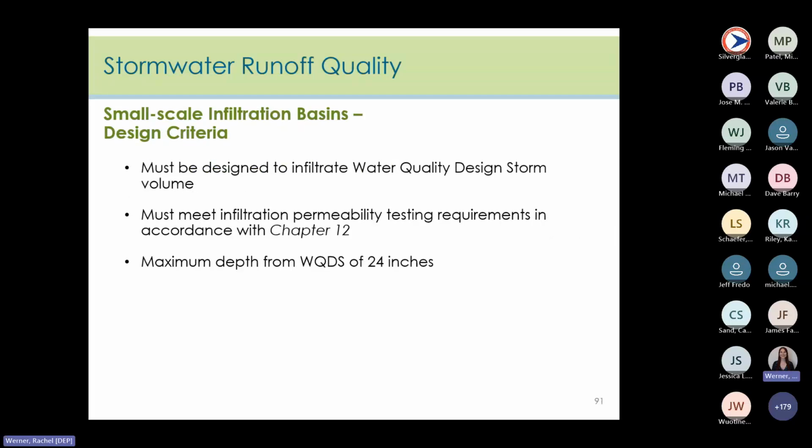So first and foremost, a small-scale infiltration basin must be designed to infiltrate the entire water quality design storm, hence the name, infiltration basin. It must also meet the infiltration permeability testing requirements in accordance with Chapter 12 of the BMP manual, which Lisa discussed during Module 2. And the maximum depth of the water quality design storm in the basin is 24 inches. And this is what really dictates the footprint of your basin.